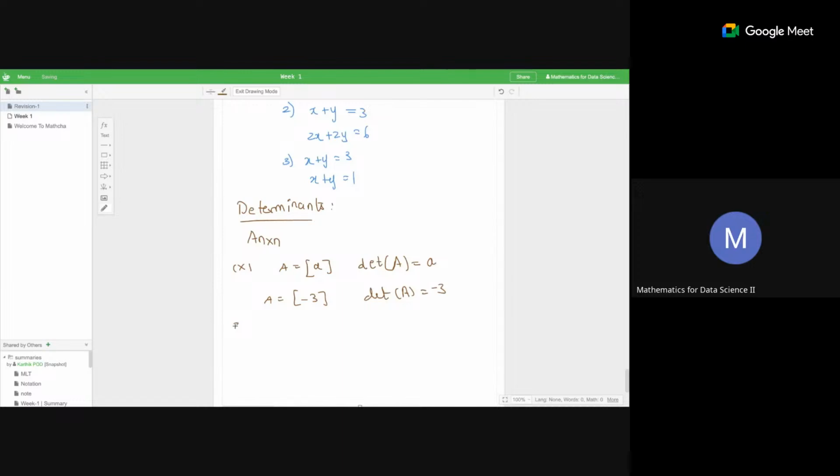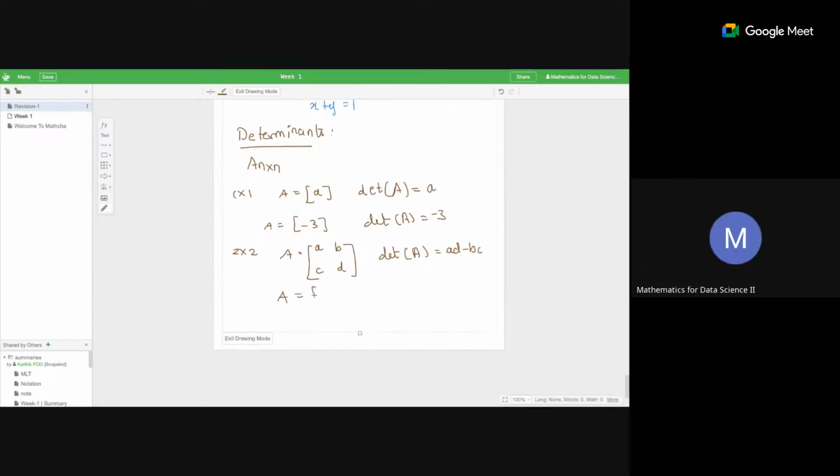Now let us look at the 2 by 2 scenario. Suppose you have a matrix A with entries a, b, c, d. We define the determinant of A as ad minus bc. So, for example, if you have the matrix with rows 1, -1 and 3, 0, can you tell me the determinant of A? It is 1 times 0 minus (-1) times 3, which is minus minus 3, so plus 3, right? Yes, ma'am.